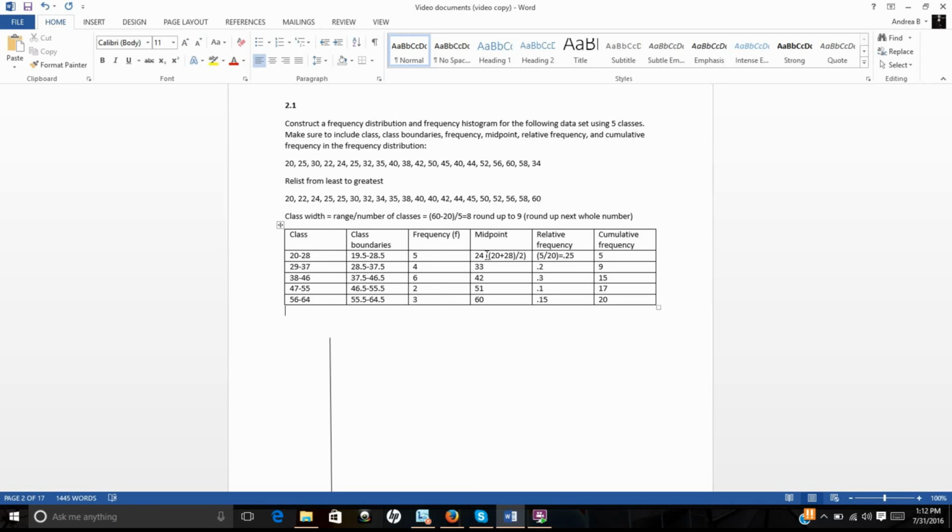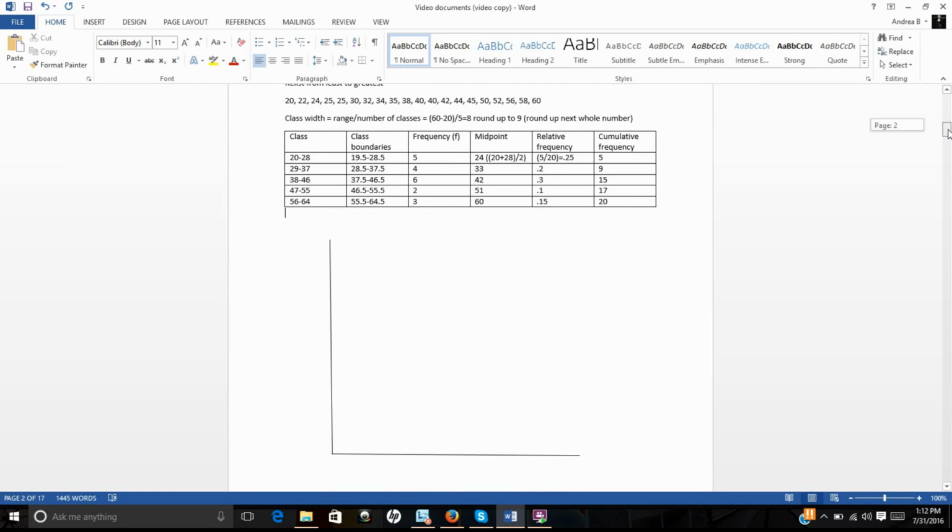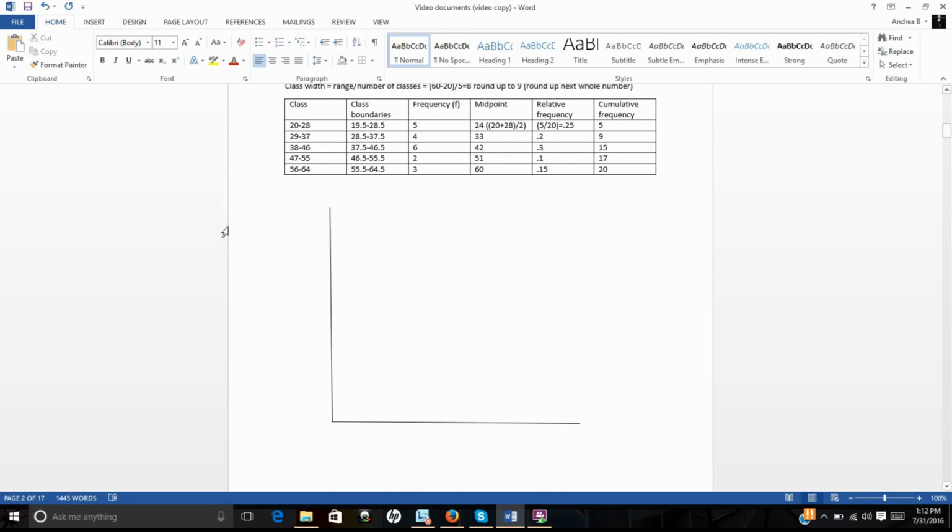Keep in mind, not all frequency distributions will require all of that work. Just depends on what the directions say. So you want to make sure you're keeping an eye on those directions, so that way you're not doing more work than you would need to do for that particular problem. So then for the next part, for our frequency histogram, what we can do is use that table that we just set up to come up with our histogram.